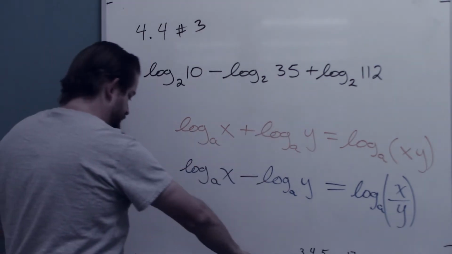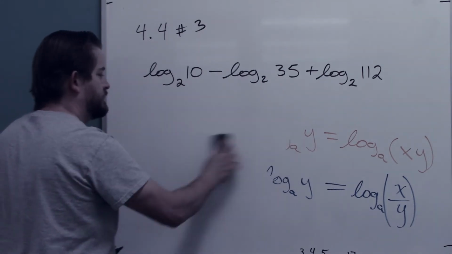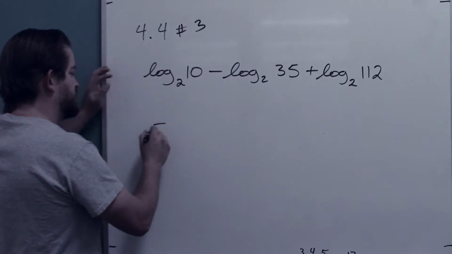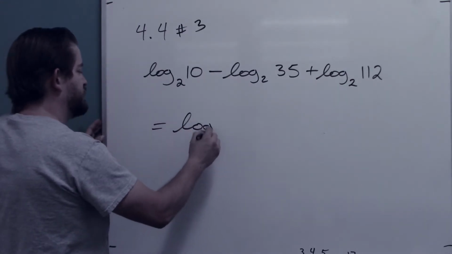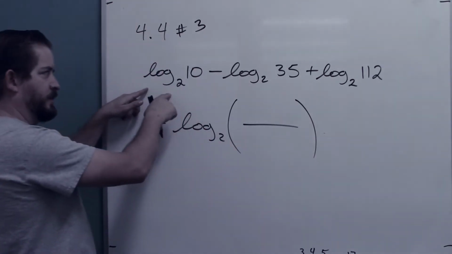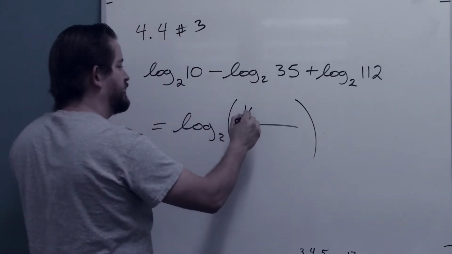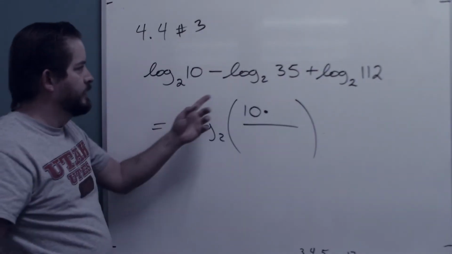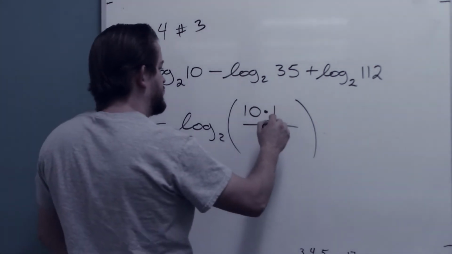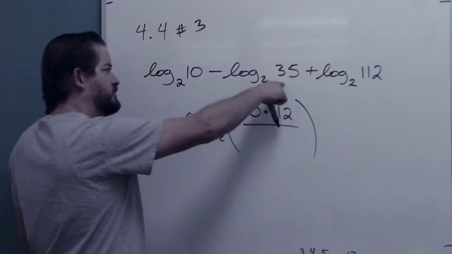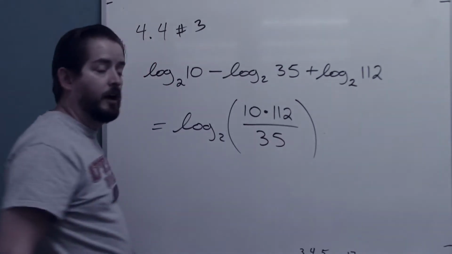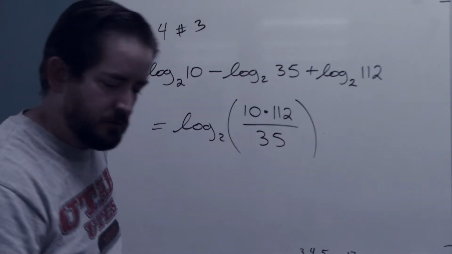Let me get rid of these laws right here. This is going to turn into a single log, base 2. The log base 2 of 10 is positive, so I have a 10 that appears in the numerator here. The log base 2 of 112 is positive, so the 112 ends up in the numerator. And then the log base 2 of 35 is negative, so the 35 simply ends up in the denominator. And that's how everything just flows together there.